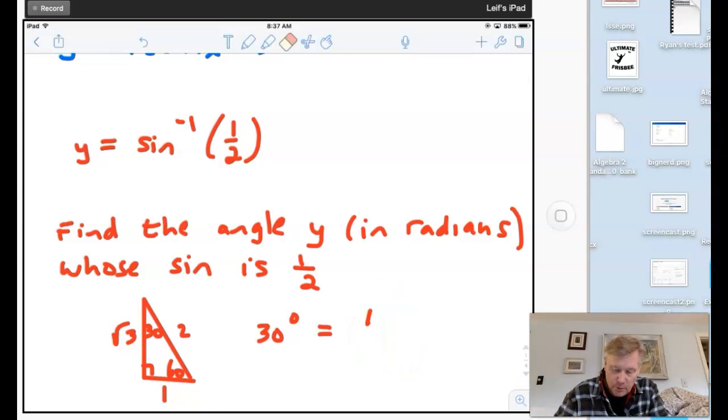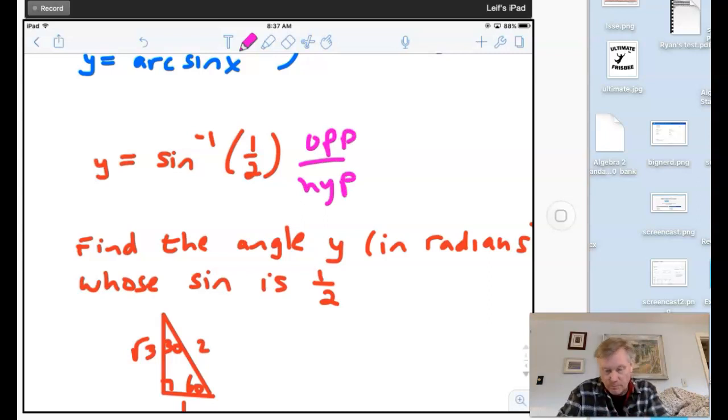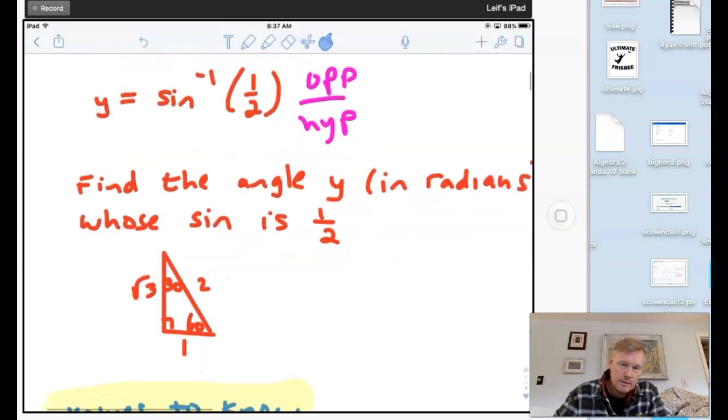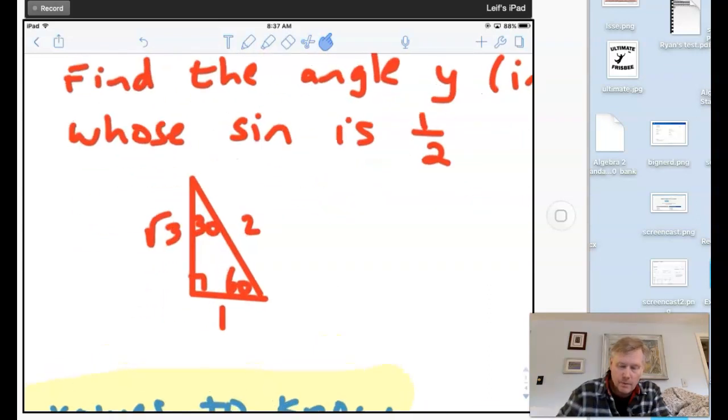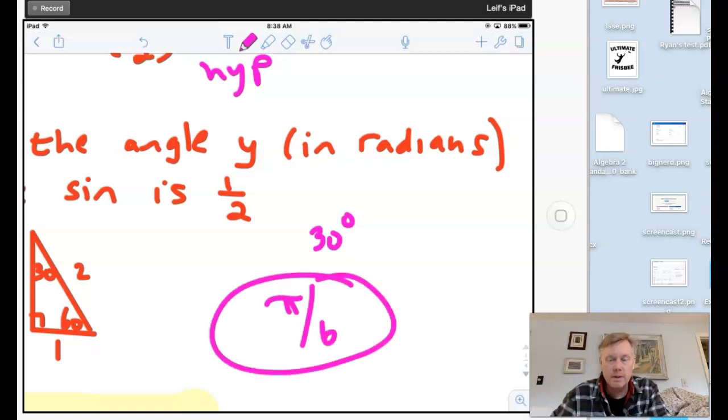So for this one, I'm looking at the 1/2, and I know that sine is opposite over hypotenuse. Which angle is opposite the 1? So if I'm looking here, opposite the 1 is the 30. There's the 1, there's the 30. So 30 degrees is my answer in degrees. However, they want my answer to be in radians, so pi over 6 is my answer because that's radians.